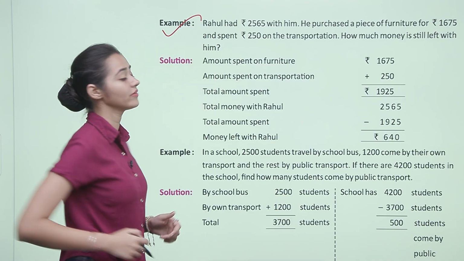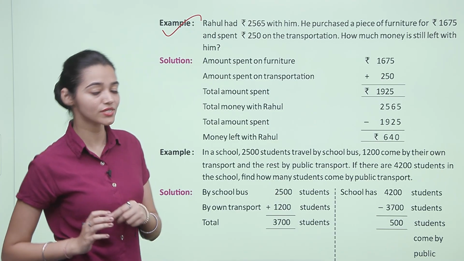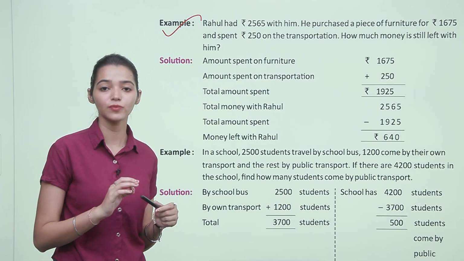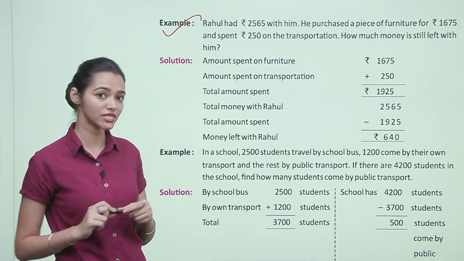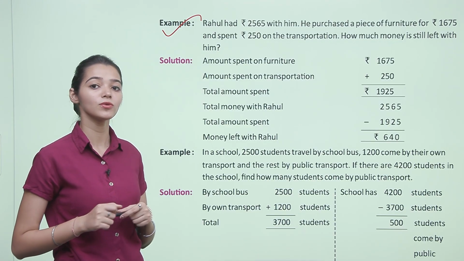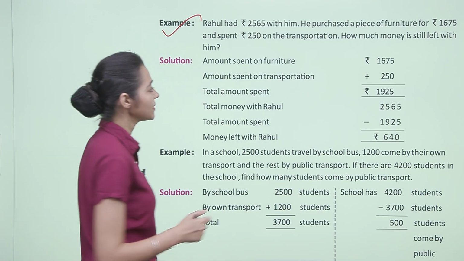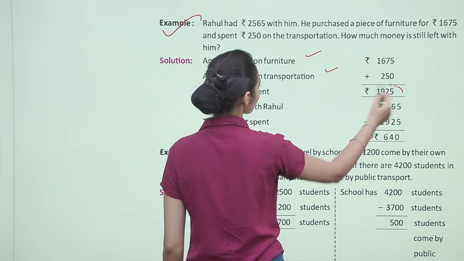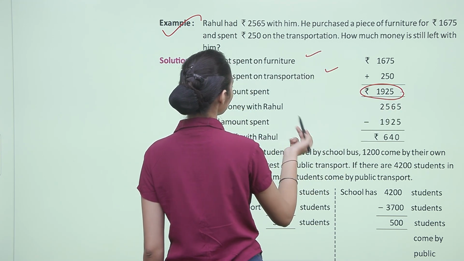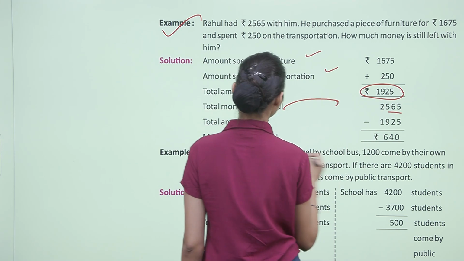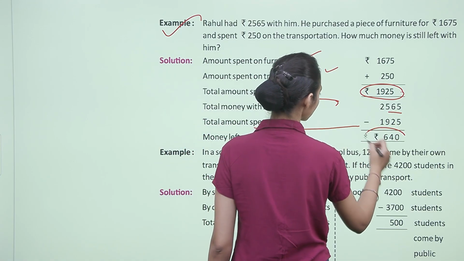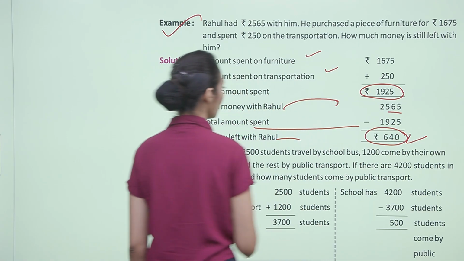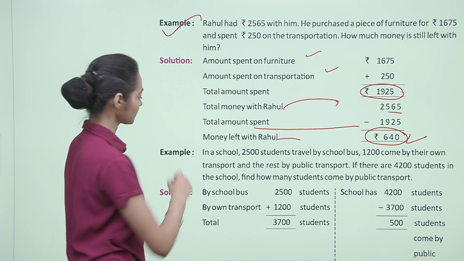Now in the next example, we are told that Rahul had 2,565 with him, and he purchased a piece of furniture and spent this much on the transportation. How much money is still left with him? That means the amount spent on furniture and transportation, so the total amount spent is this, and the total money with Rahul is this. Now the total amount spent is this much, which means the money left with Rahul is 640 rupees.